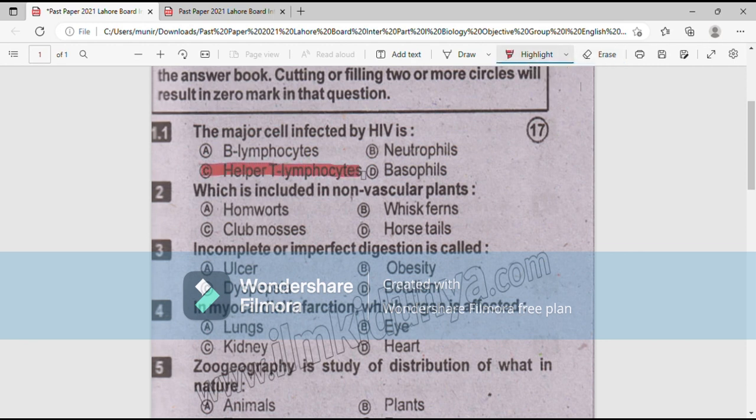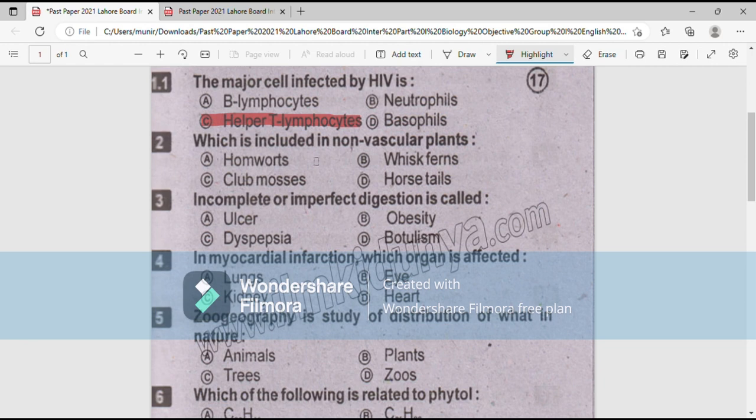Moving toward the second MCQ: which is included in non-vascular plants? Non-vascular plants means they do not contain any xylem or phloem. The first option is hornworts. The second is whisk ferns, then club mosses, and horsetails. First of all, you should know about the non-vascular plants.